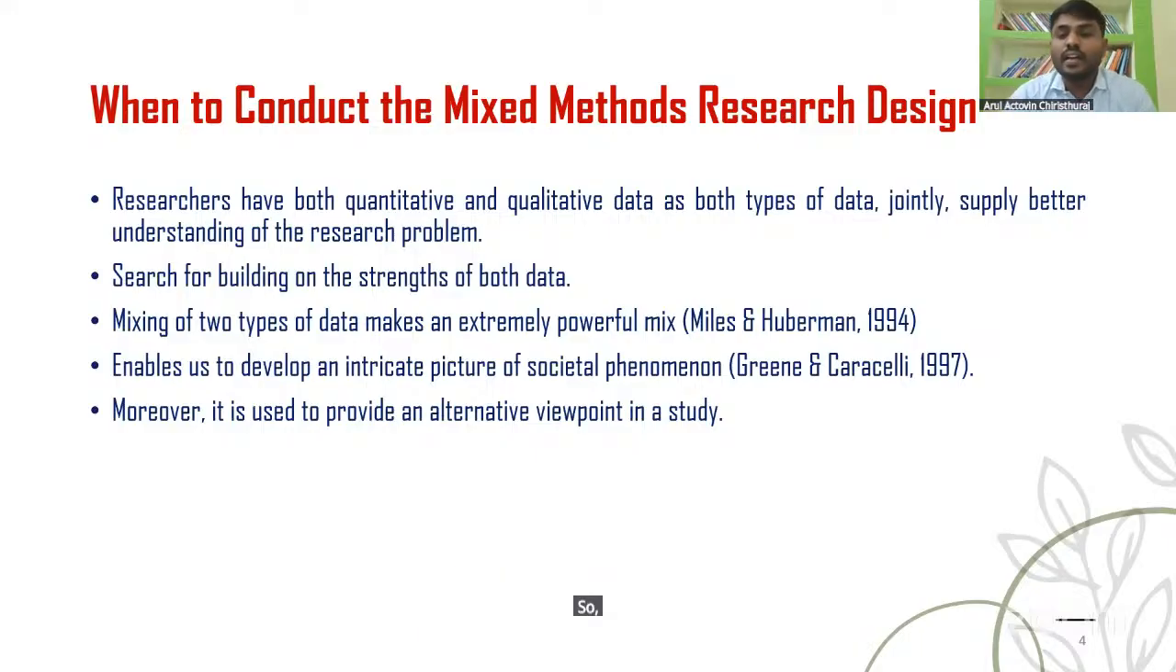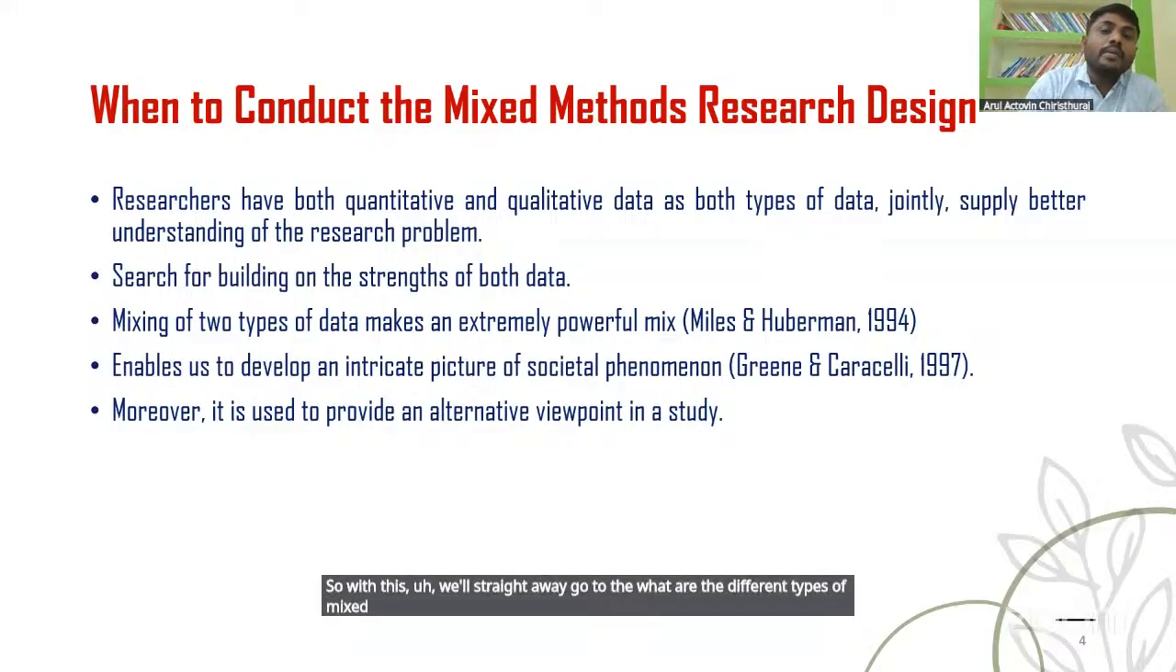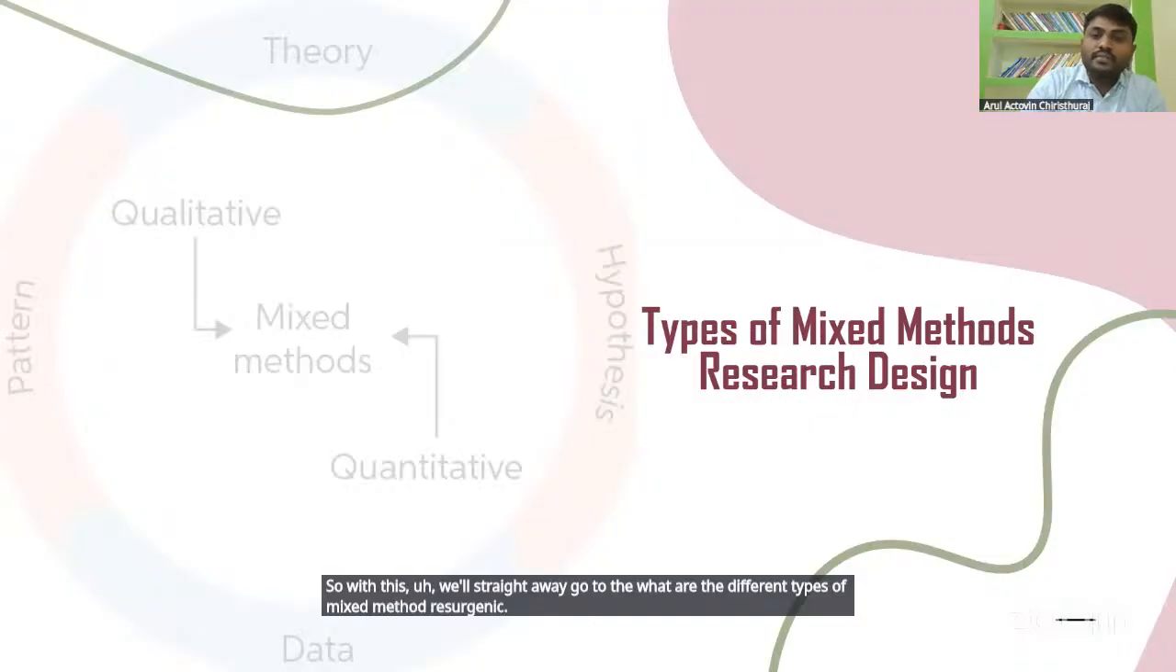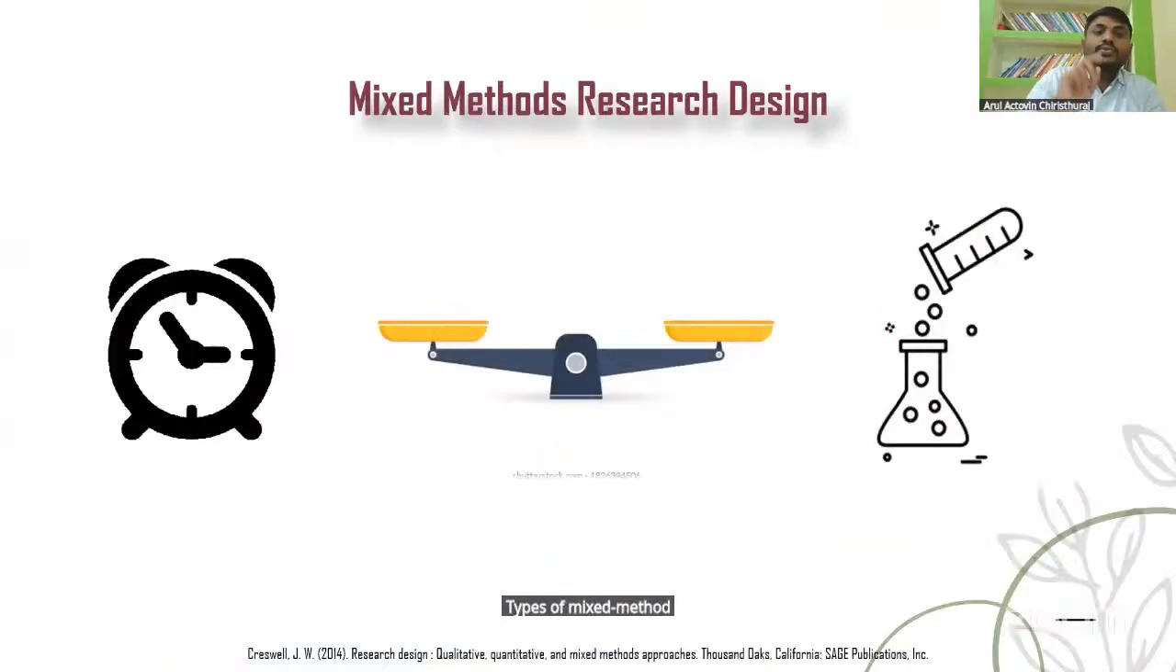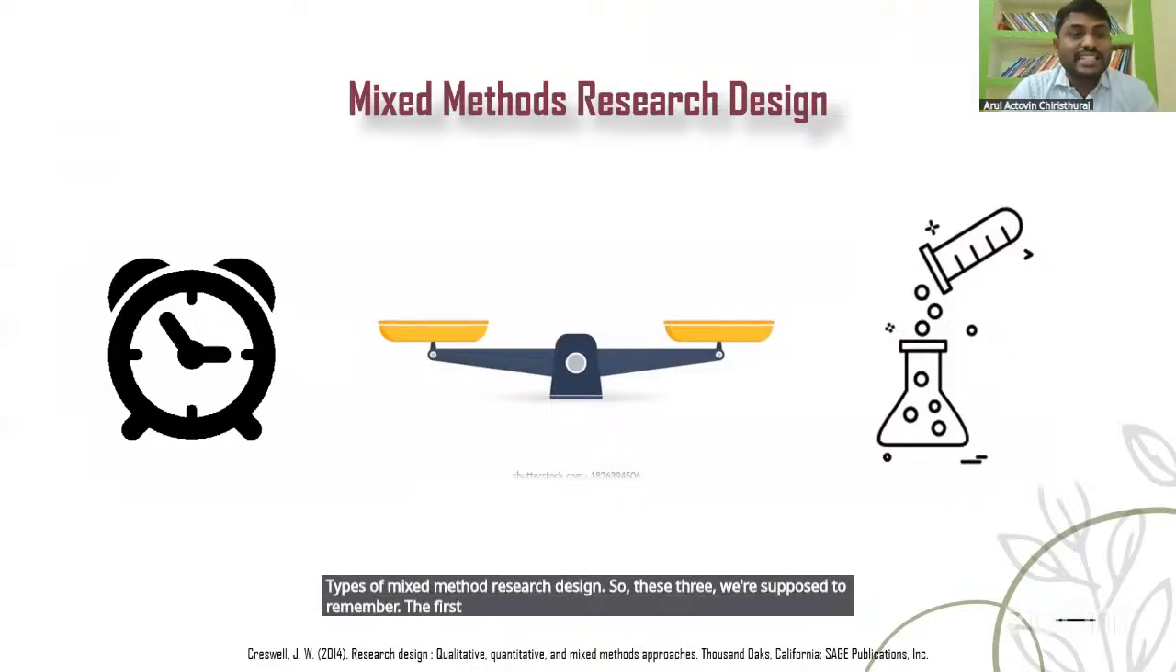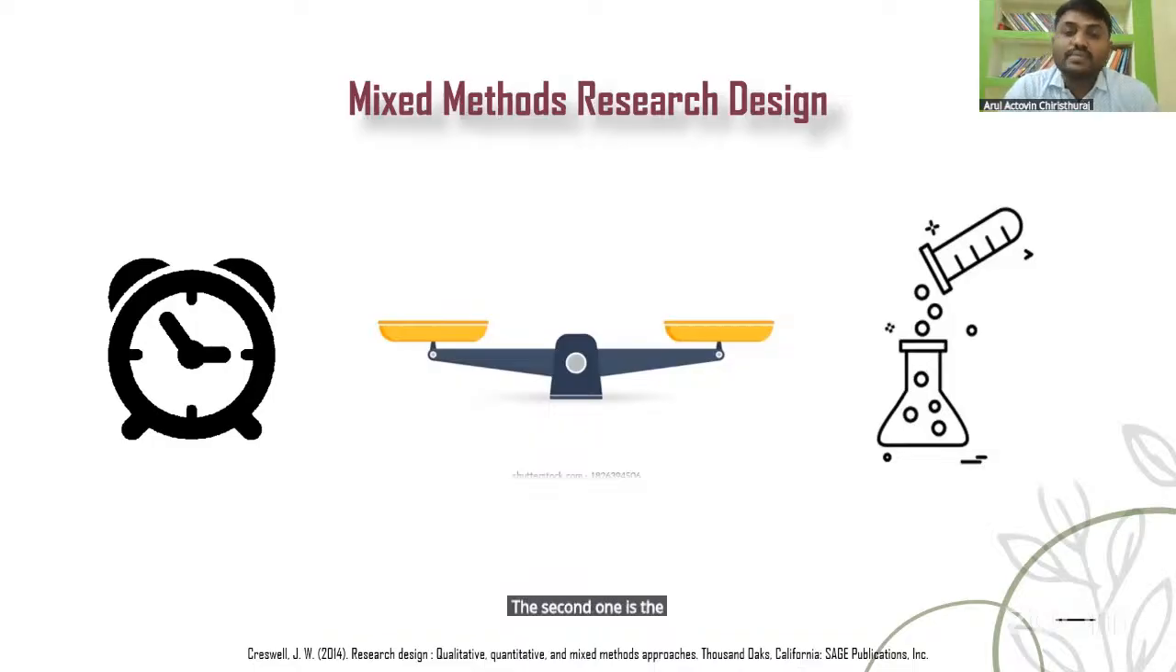So with this, we'll go straight away to the different types of mixed method research design. These three we are supposed to remember. The first one is timing, the second one is weighting, and the third one is mixing.